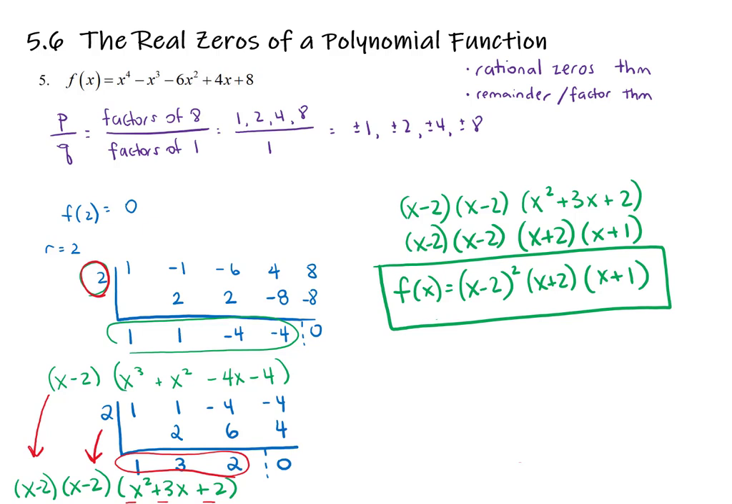It did ask us to find all the real zeros, so let's go ahead and list them. The real 0 of 2 with a multiplicity of 2, a real 0 of negative 2 with a multiplicity of 1, and a real 0 of negative 1 with a multiplicity of 1. Recall that when we have the real 0 and we have the factors, they're going to be opposite signs. That's why we have negative 1 as a real 0, but x plus 1 as a factor.